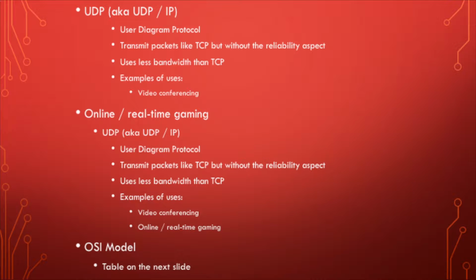UDP is User Datagram Protocol. It's very similar to TCP, but it doesn't have the reliability aspect, but it does use less bandwidth than TCP. An example for this is video conferencing as well as online and real-time gaming. Understanding the differences between TCP and UDP is a must for networking. So if you don't quite understand the differences, definitely ask me below and I'm more than happy to help out, but I do encourage you to also do some research.